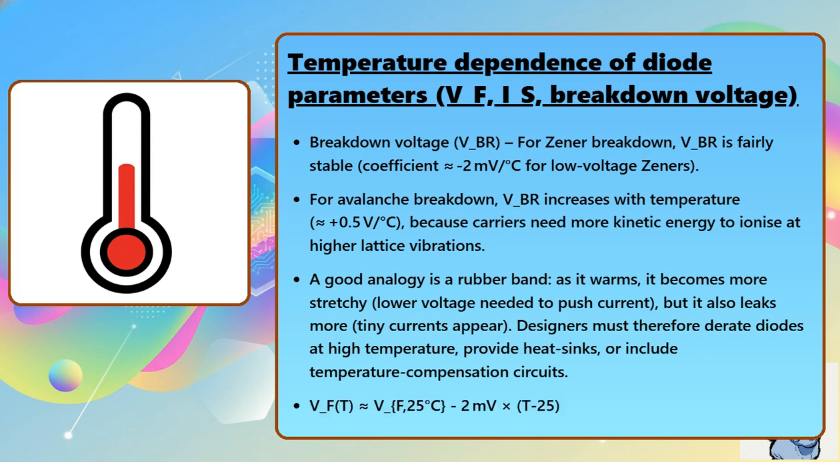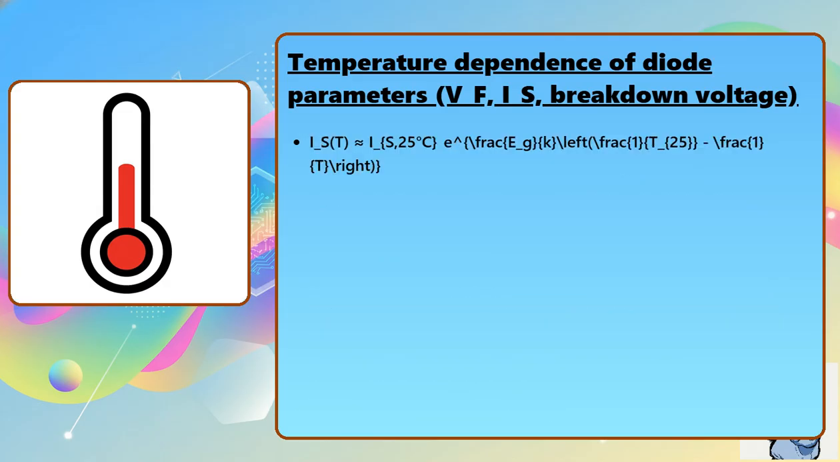V sub F of T is approximately V sub F at 25 degrees Celsius minus 2 millivolts times (T minus 25). I sub S of T is approximately I sub S at 25 degrees Celsius times e to the power (E sub G divided by k) times (1 over T sub 25 minus 1 over T), where T and T sub 25 are absolute temperatures in Kelvin.